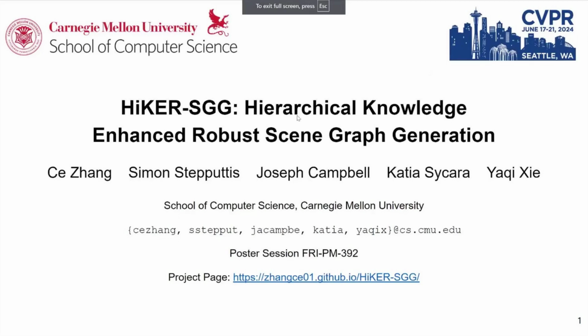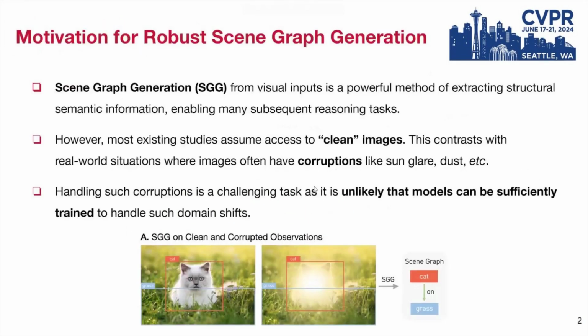Hello everyone, today we will present our work, HiKER-SGG, Hierarchical Knowledge Enhanced Robust Scene Graph Generation. In this work, we focus on the task of scene graph generation, which aims to extract structural semantic information from visual inputs. We recognize that most existing studies assume access to clean images. This contrasts with real-world situations where images often have corruptions like sun glare, dust, etc.